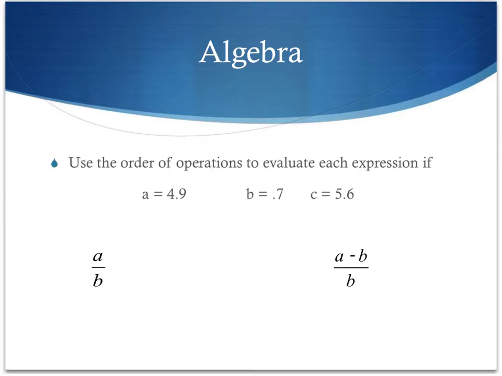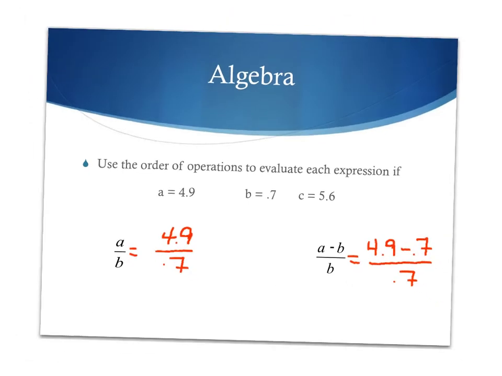So here are a couple of problems that you would do using these algebraic expressions. In my first example I have a divided by b. You'll notice up here I've assigned the letters to specific numbers. If I want to know what a divided by b is, I know that a is 4.9 and that b is 0.7. So a divided by b would be the same thing as 4.9 divided by 0.7. In the next example I have a minus b divided by b. Again, I know that a is 4.9, b is 0.7, c is 5.6. So I'm going to rewrite this as 4.9 minus 0.7, and then I'm going to divide that all by 0.7.